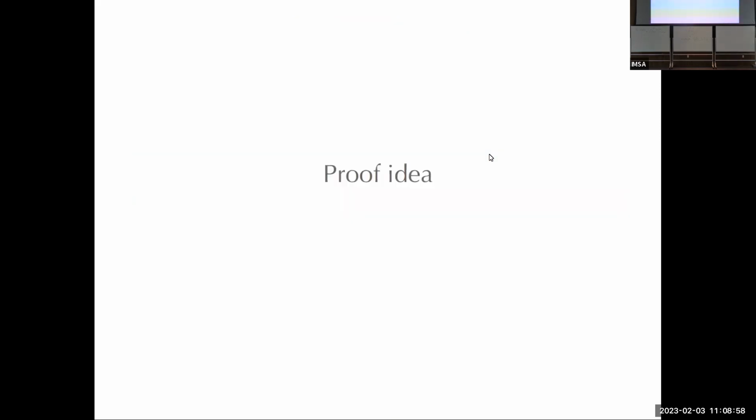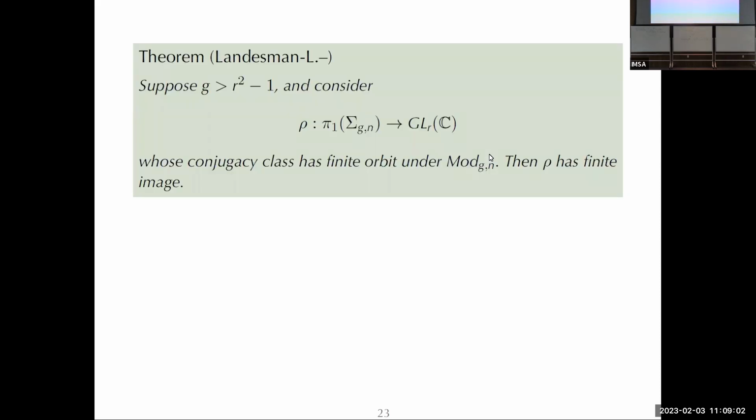So let me tell you something about the idea of the proof of the main theorem. Let me remind you what the main theorem says. It's a pure statement in linear algebra. If I have a representation of this group, where n is positive, it's just a free group, so it's matrices. And suppose that collection of matrices has finite orbit up to conjugacy under the mapping class group. Then we want to show that those matrices generate a finite subgroup.